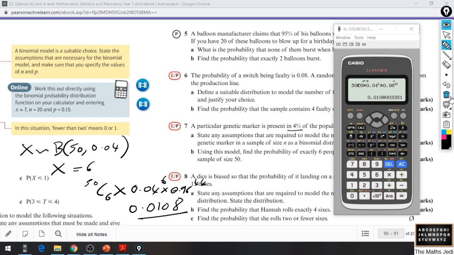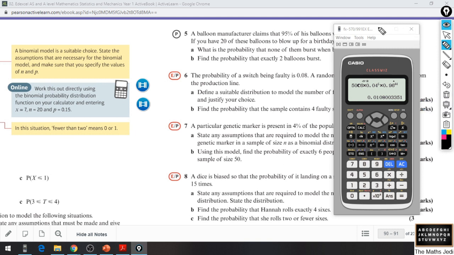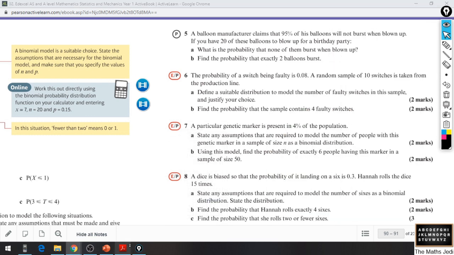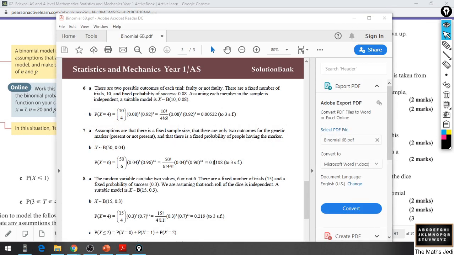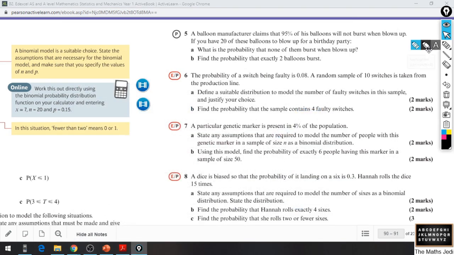0.0108. Let's double check that. Just need to turn the calculator off. Okay, and here we are, 0.0108. Great. One more to do.